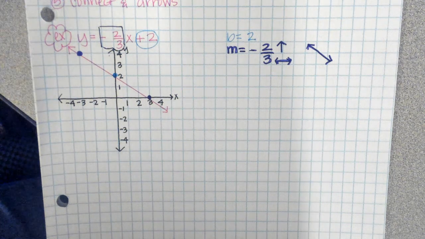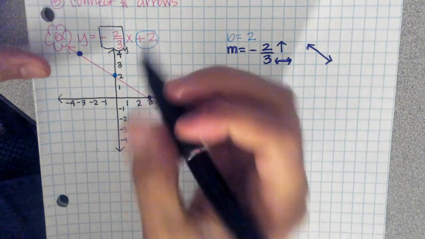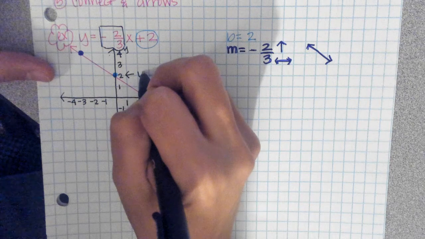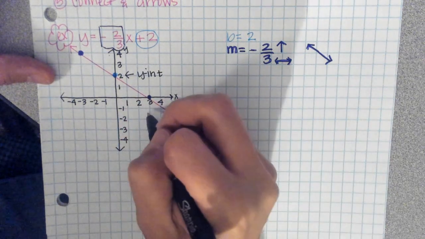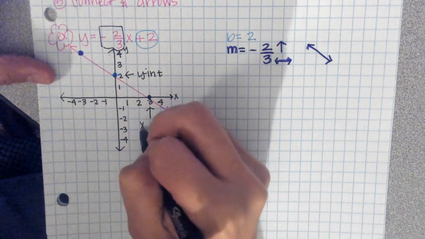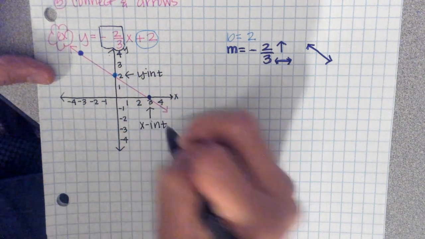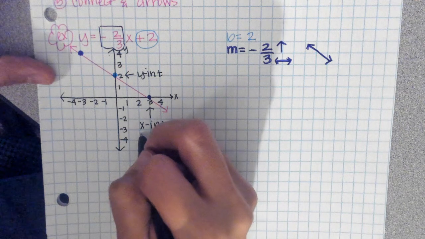And now just for fun and reviewing, remember this right here is your y-intercept. It's where it crosses the y-axis. This right here is my x-intercept. Another name for x-intercept is zero.